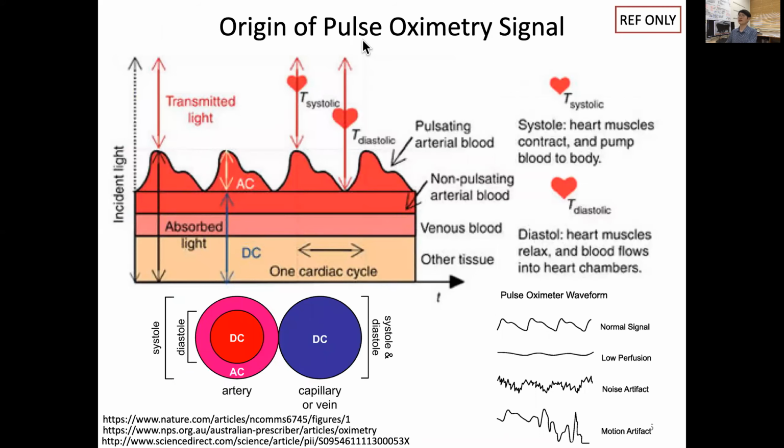The origin of the pulse oximetry signal is described here, and I will skip this, but I'll just give you an idea of the actual signal from the photodiode. You see the heartbeat showing, and the degree of this height will give you the oxygen saturation. But it also shows low perfusion, noisy signal, and motion artifact. So it gives us an engineering challenge of how to analyze this signal and turn it into an oxygen saturation percent.